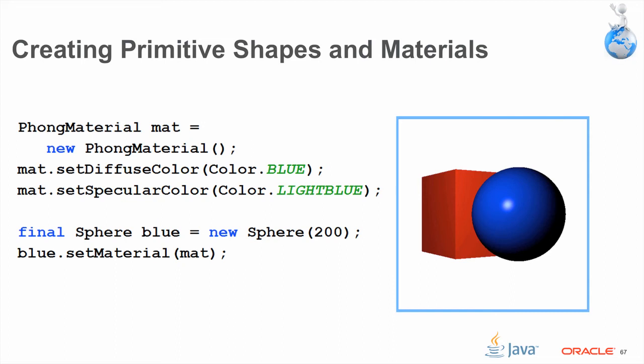The diffuse color is the non-shiny surfaces. And then the specular color, we're setting to light blue. That's where the light is reflecting. And so between those two colors, the lighting will give it the appearance that the light is coming from a certain direction, making part of the surface lighter than the other. Then we create a new sphere, giving it a radius of 200, and then we set the material onto the sphere.